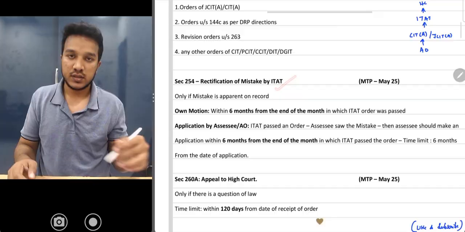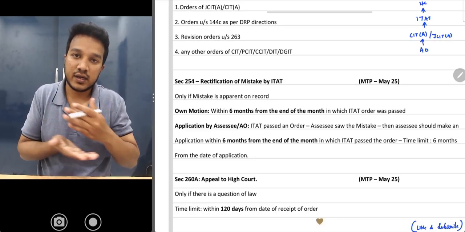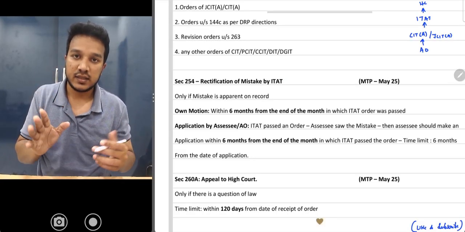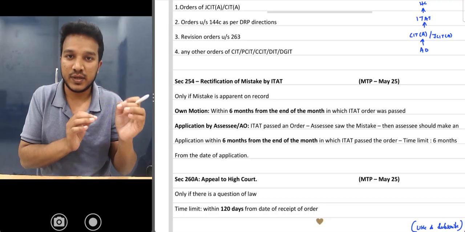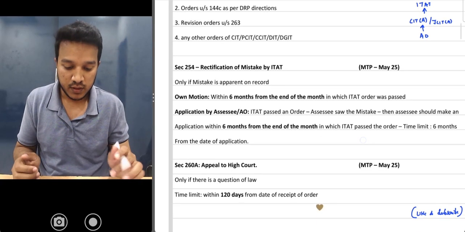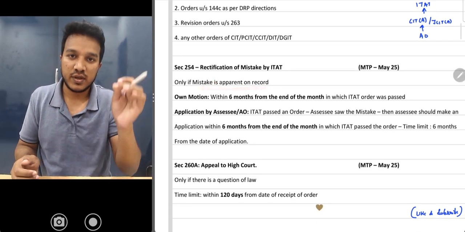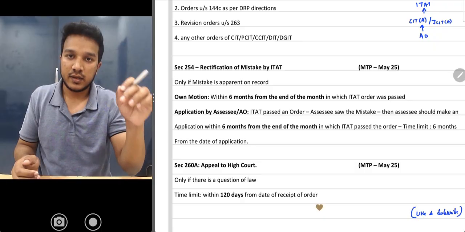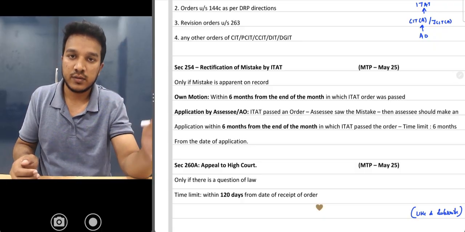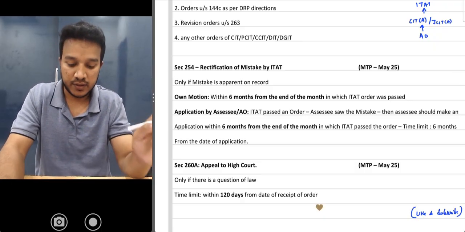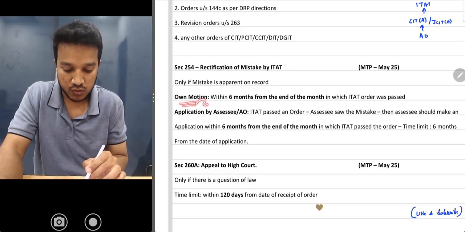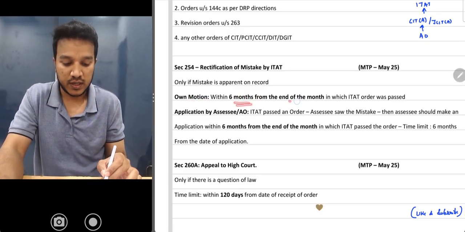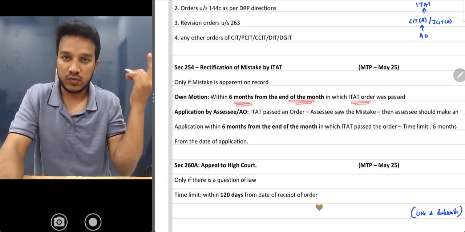Rectification of mistake by ITAT. See, ITAT has passed an order. Can it rectify if there is any mistake? The answer is yes, provided that the mistake should be very basic. It should be apparent on the record, like a mathematical error, or choosing a different tax rate. So basic errors can be rectified, if ITAT acts on its own motion, the time limit is 6 months from the end of the month in which the original ITAT order was passed.